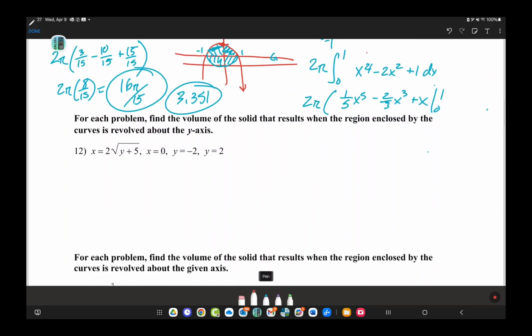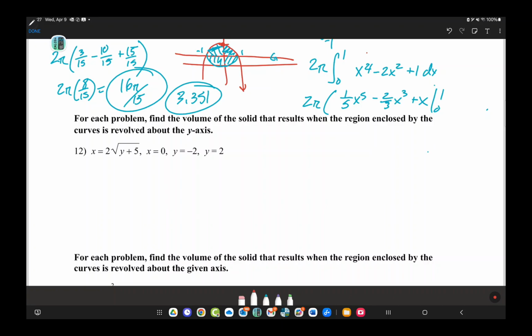Next one. Here, nicely enough, because this one's actually pretty nice, since we're rotating around the y-axis, they went ahead and put it in terms of y for you. Okay, don't expect that on the test. So if you need it to be in terms of y, make sure you know how to put things in terms of y.